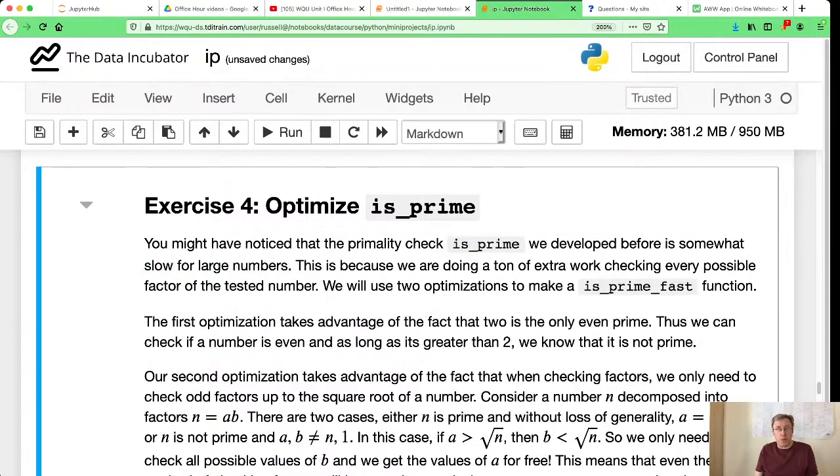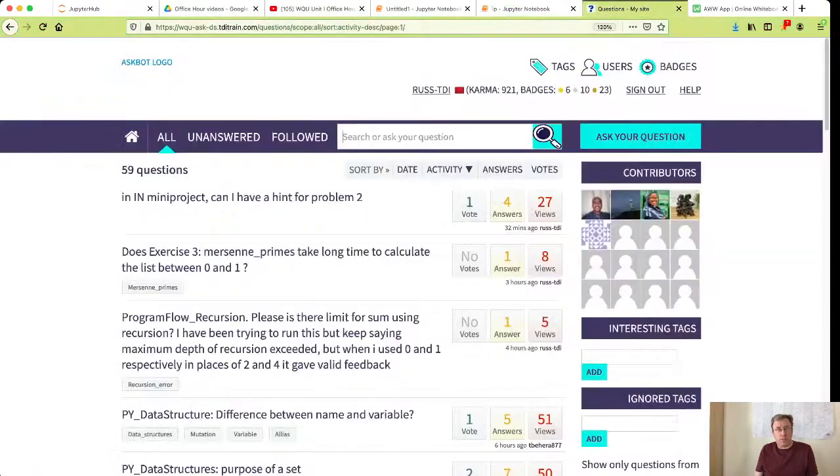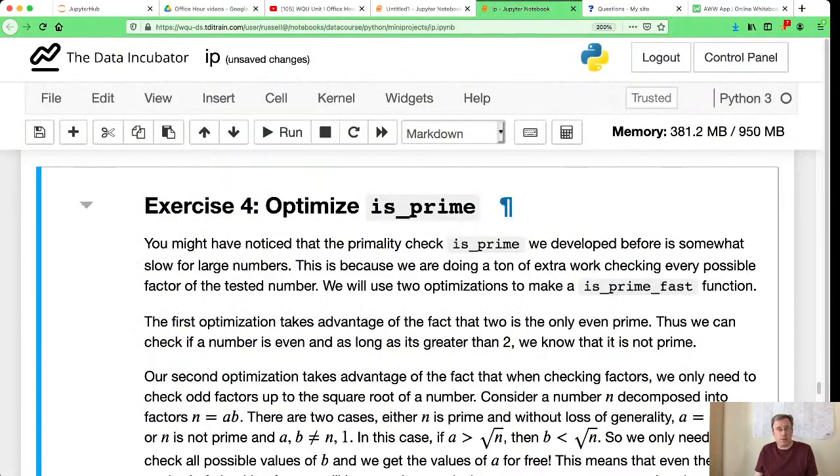But yes, some of you've noticed, yeah, the isPrime function takes a long time, the way it's written. Well, we could speed things up. And we'd want to speed things up if we wanted to check larger numbers.